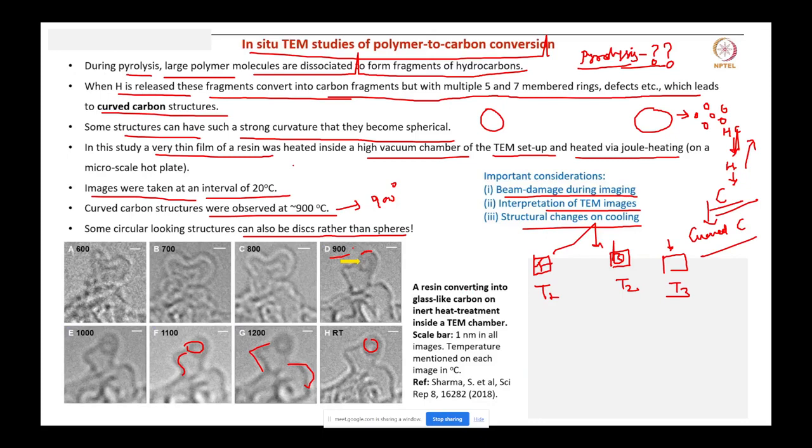Okay, so here you can see a resin converting into a glass-like carbon on inert heat treatment inside a TEM chamber. This scale is 1 nanometer. I said the resolution is even less than 1 nanometer, you can see. And this is in degrees centigrade. This is all.